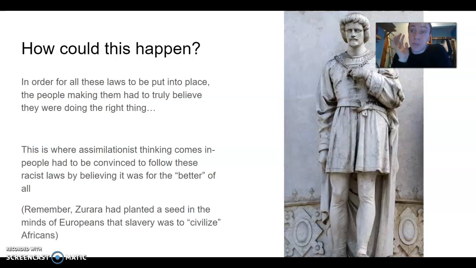So we'll be reading chapter 5 and looking for examples of assimilationist thinking. So thanks for your catch up. And be sure to fill out one example of colonial law that upheld segregation before you move on to task 2.